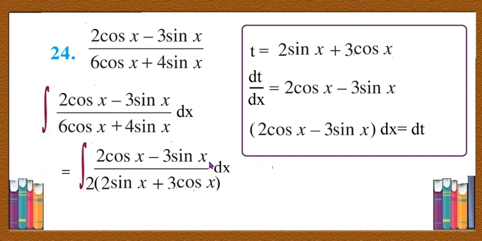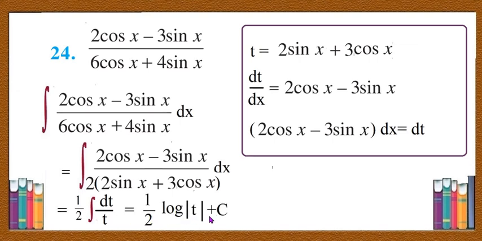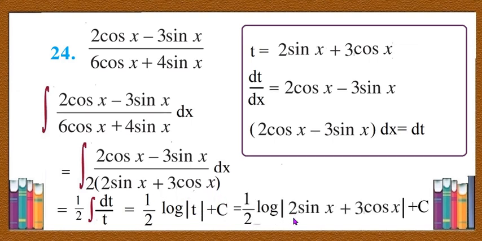And if you make the substitution in this expression, the integral will reduce like this. That's equal to 1 by 2 into dt by t, since 2 sin x plus 3 cos x is t, and that is equal to 1 by 2 into log mod t plus c. And what is t? 2 sin x plus 3 cos x. That is 1 by 2 into log mod 2 sin x plus 3 cos x plus c, which is the answer for this question.